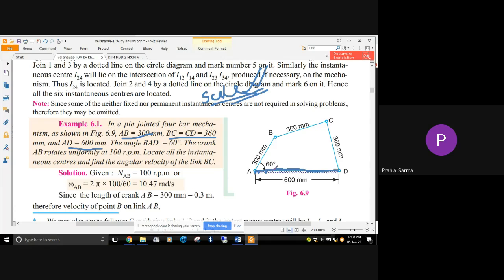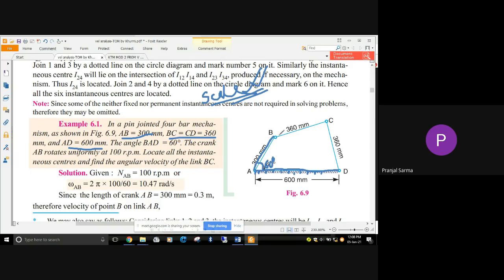Next, this is the 600 millimeter. So as per your scale, whatever is equivalent to 600 millimeter, that much length you have to draw. Next, AB link. Okay, this is 300 millimeter, and this angle you have to maintain as 60 degree. So 60 degree will be maintained.